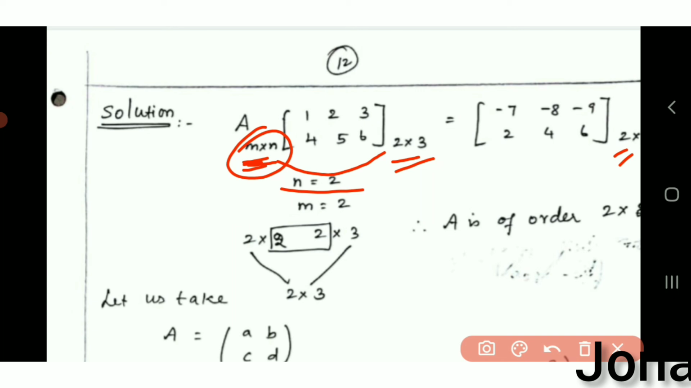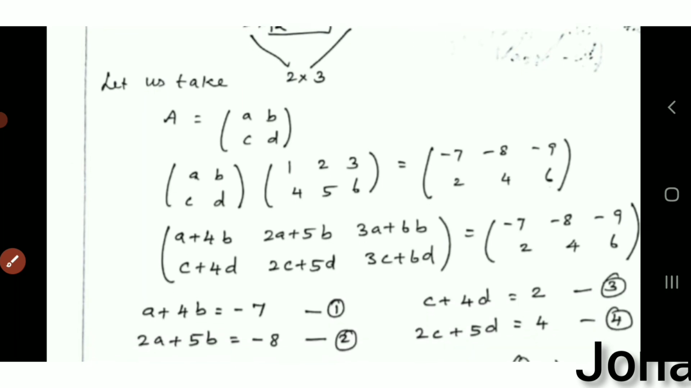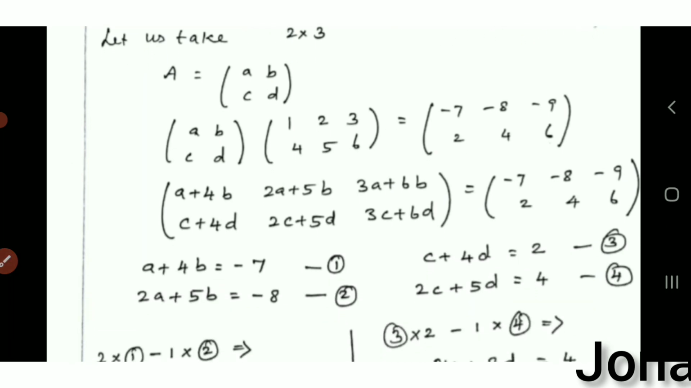Likewise, the next one, the value of M. Here in this problem, it's given 2 by 3 in the answer. So we can easily say the matrix is 2 by 3 here. Therefore, the order of A is 2 by 2. So the 2 by 2 is nothing but A equal to A, B, C, D.